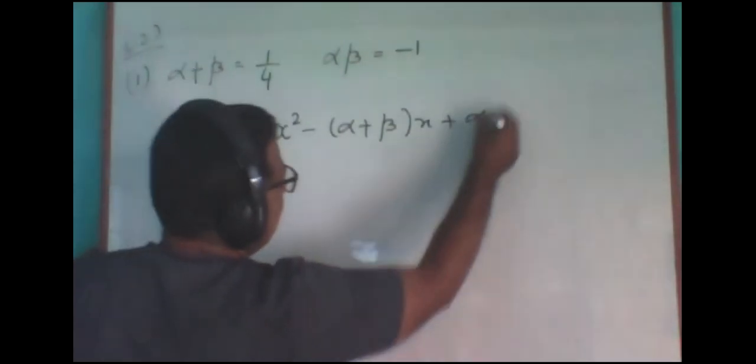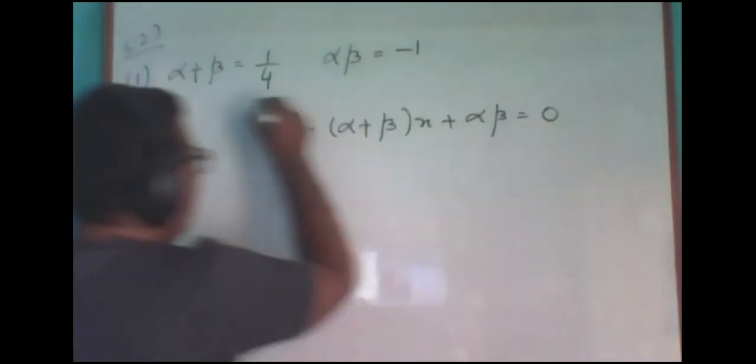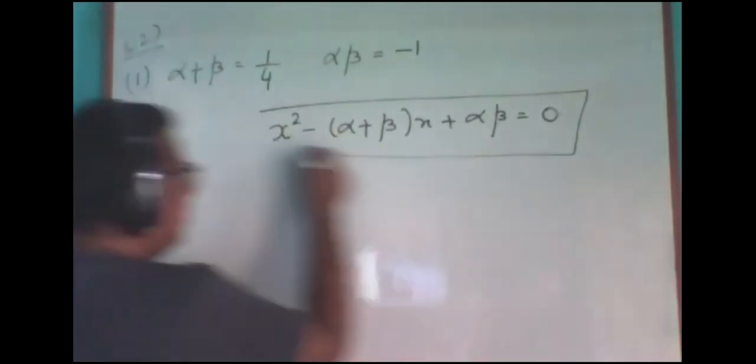Now alpha plus beta is 1 by 4. What is alpha into beta? The value of alpha into beta is minus 1. Now I taught you how you can find it with the method of coefficients, but directly this is the formula: x square minus (alpha plus beta) into x plus alpha into beta equal to 0. This is the direct method.